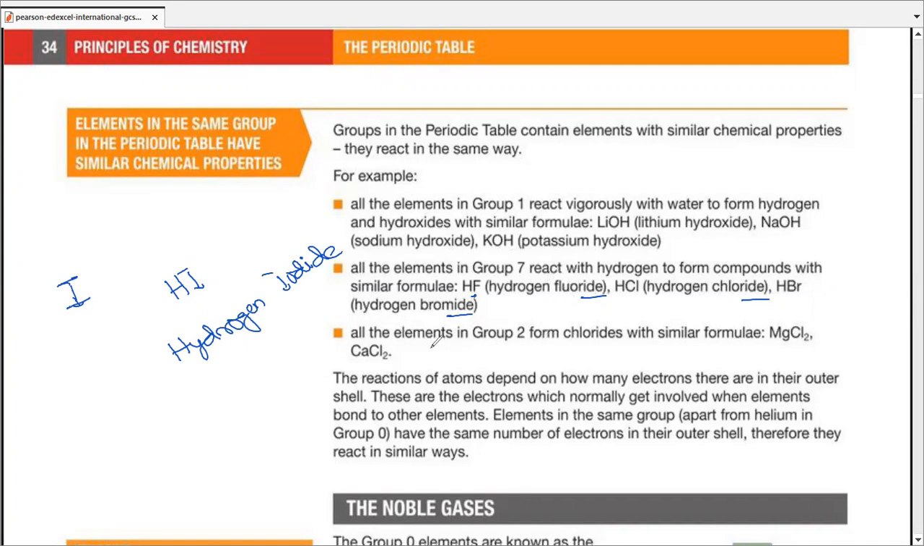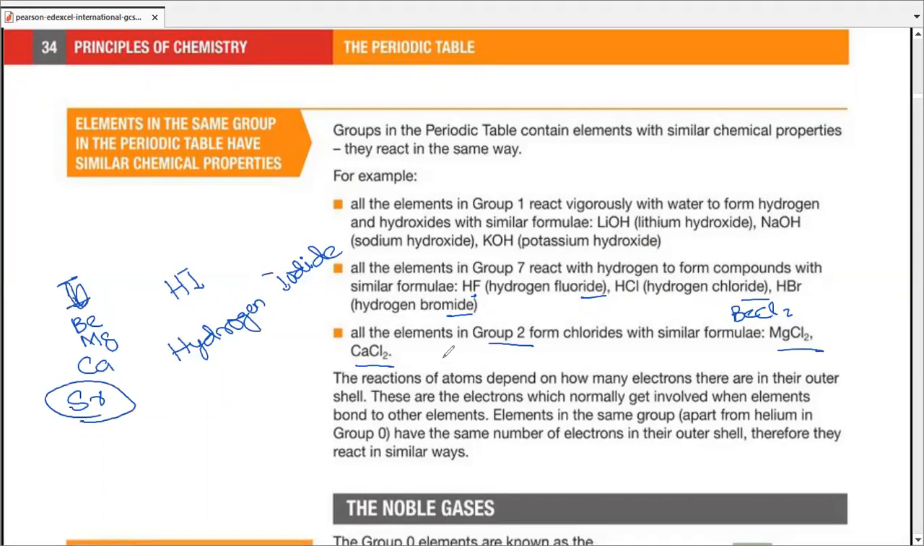All right. So all the elements in group 2 form chlorides with a similar formula. For example, MgCl2, CaCl2. What if I tell you the next element in group 2 is Sr, strontium? So what should be the formula for its chloride? Wait, sorry, what was that? The first element in group 2 is actually Be, then comes Mg, then comes Ca. So Be forms BeCl2, Mg forms MgCl2, Ca forms CaCl2.